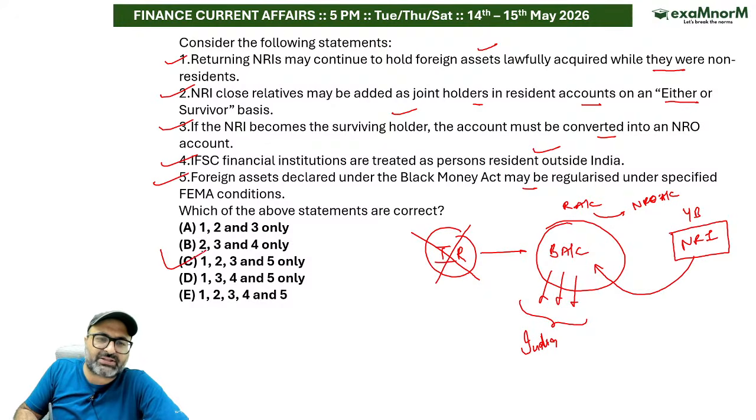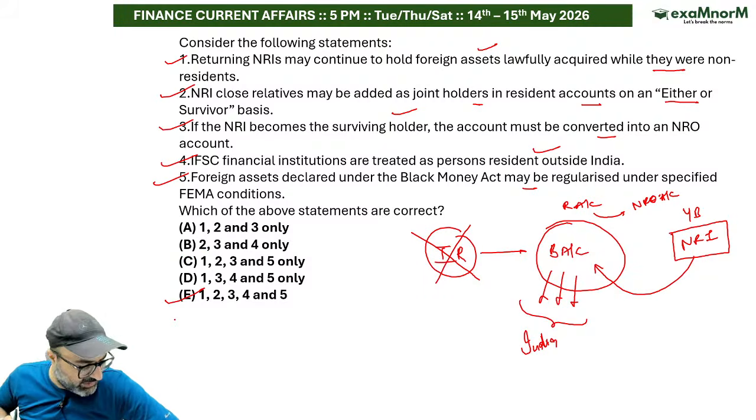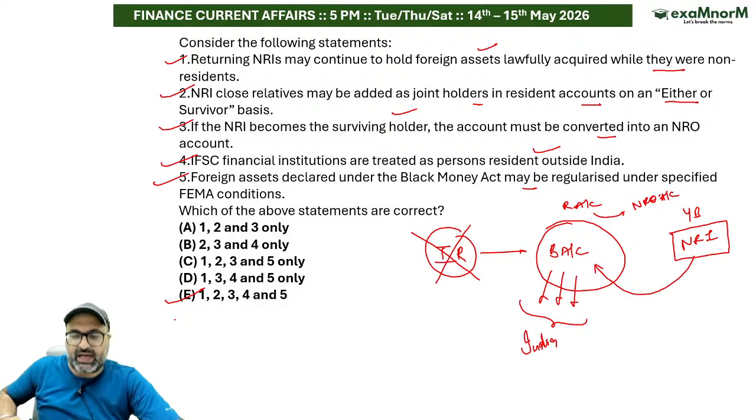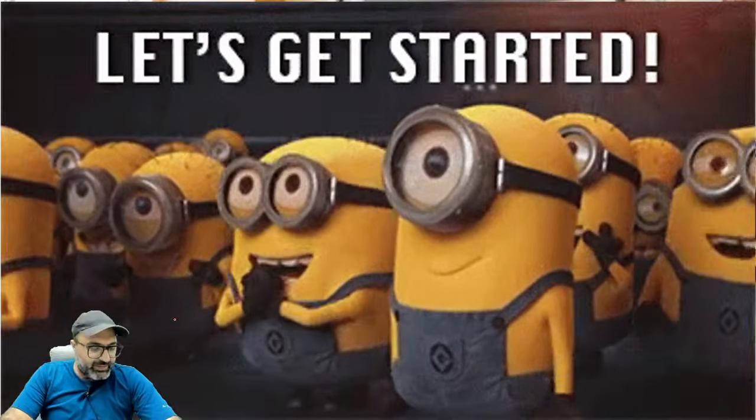So keeping that in mind, what will the answer be, sir? The answer is going to be E option. E option says 1, 2, 3, 4, 5. That is E option. All the options are correct. Okay, is it clear? Did you understand?